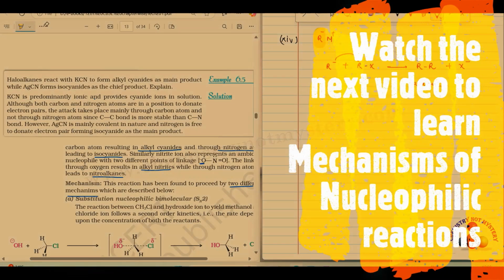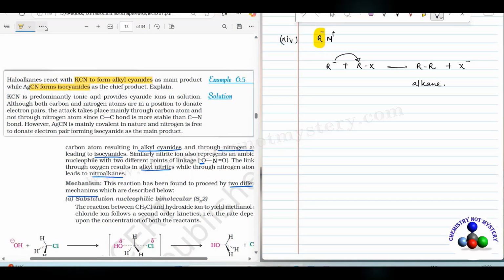Now let's try to solve example 6.5. Haloalkane reacts with KCN to form alkyl cyanide as the main product, while AgCN forms isocyanide as the chief product. Explain. As we have already discussed before, KCN is a predominantly ionic compound, that's why it provides cyanide ion. In the solution, cyanide ion is the CN negative ion. In case of cyanide ion, carbon carries the negative charge and nitrogen has a lone pair of electrons.